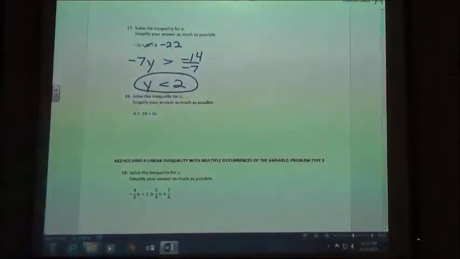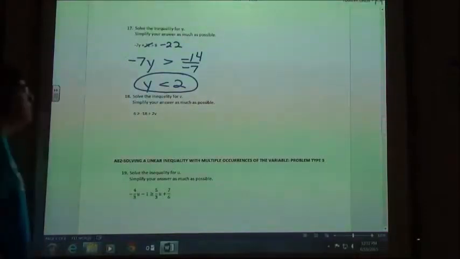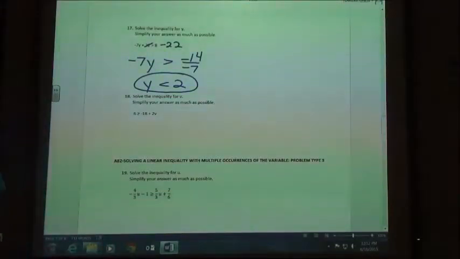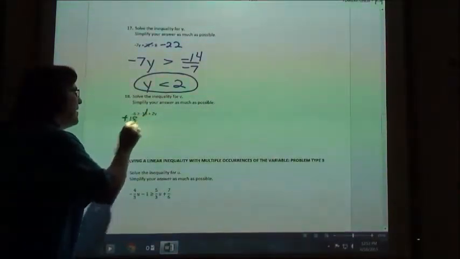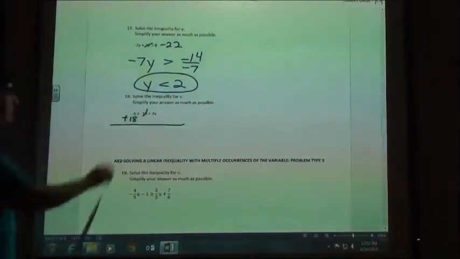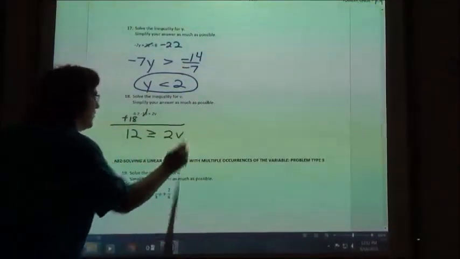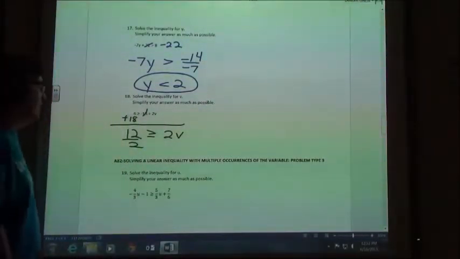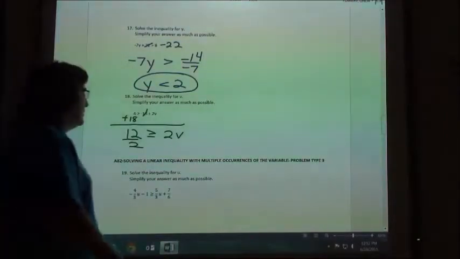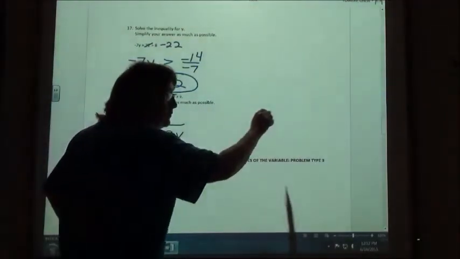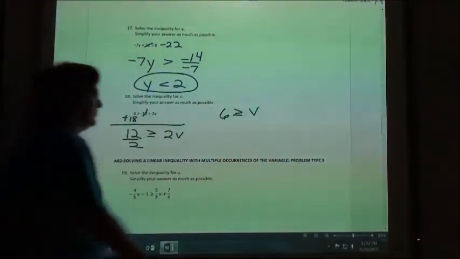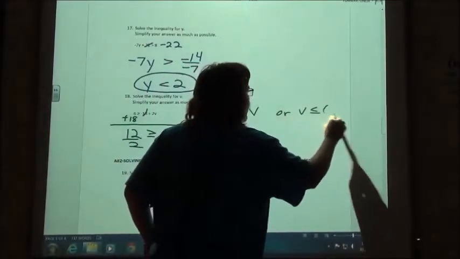Number 18, if we're going to solve that, we're going to add the 18, and we would get 12 is greater than or equal to 2v. When we divide by 2, our answer would be 6 is greater than or equal to v, or v is less than or equal to 6.